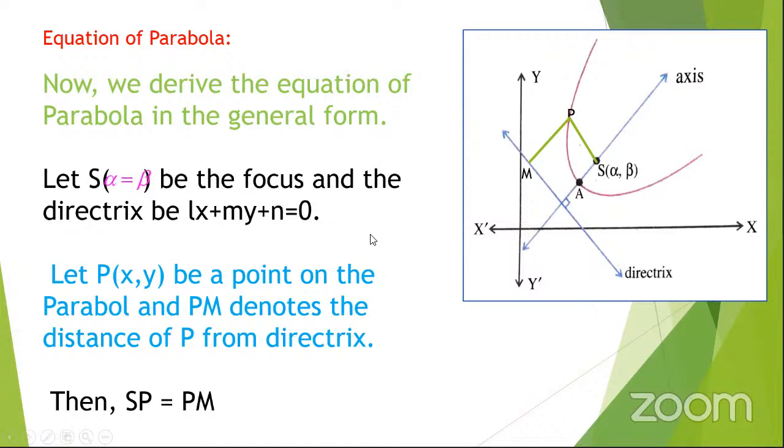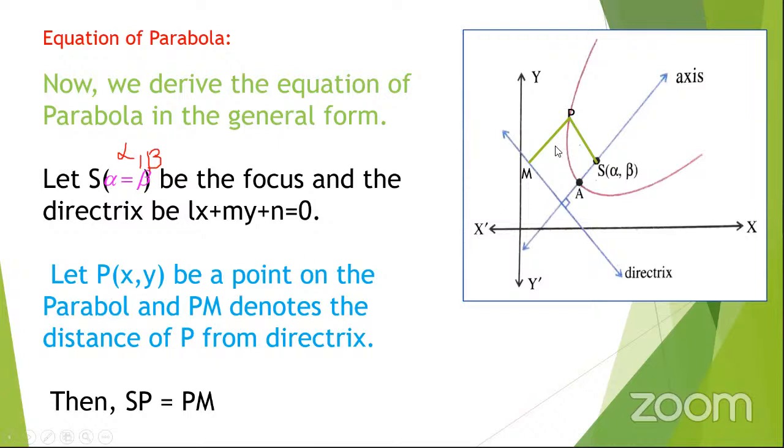Let S(alpha, beta) be the focus. To derive the equation of any conic, what do we need, children? A fixed point and a fixed straight line. Now we have a fixed point (alpha, beta) and the directrix Lx + My + n = 0. So we have a fixed straight line and a fixed point. Now we need a point on the locus. Let P(x, y) be a point on the parabola.